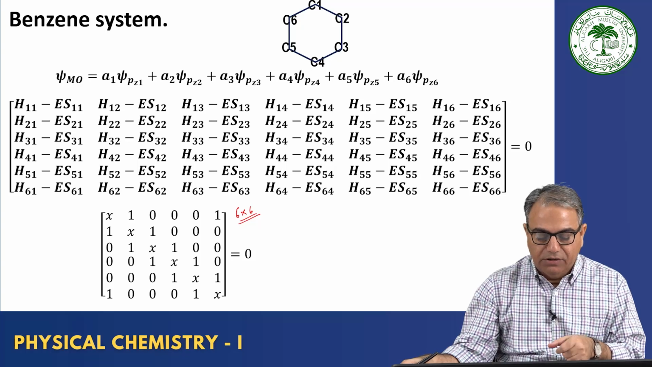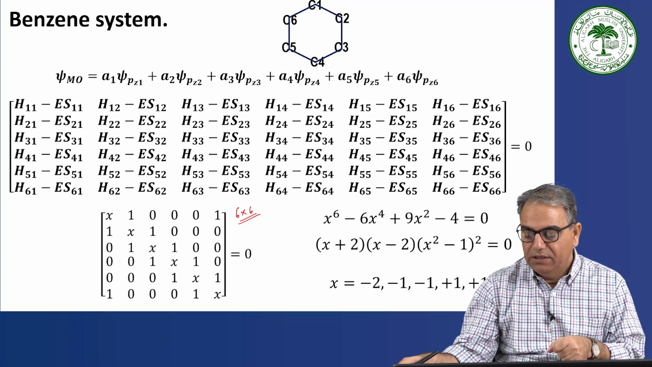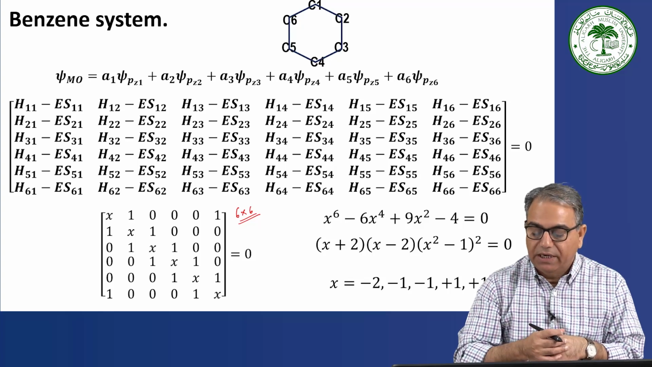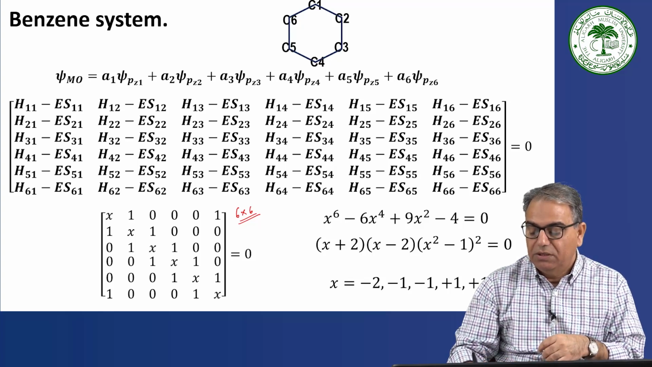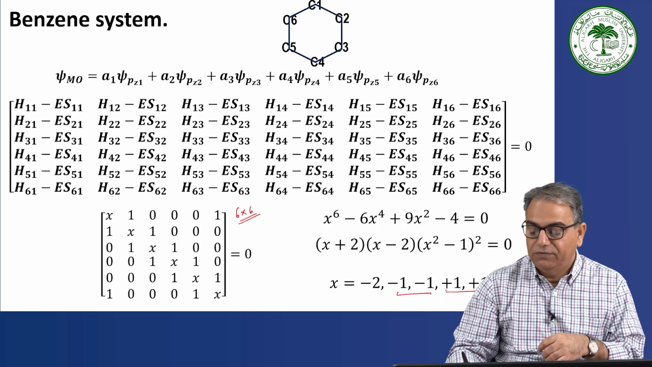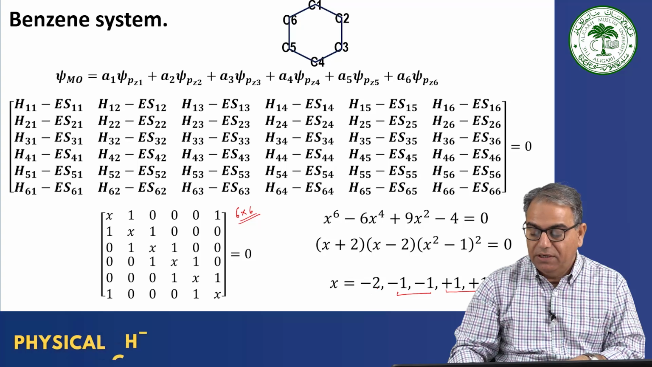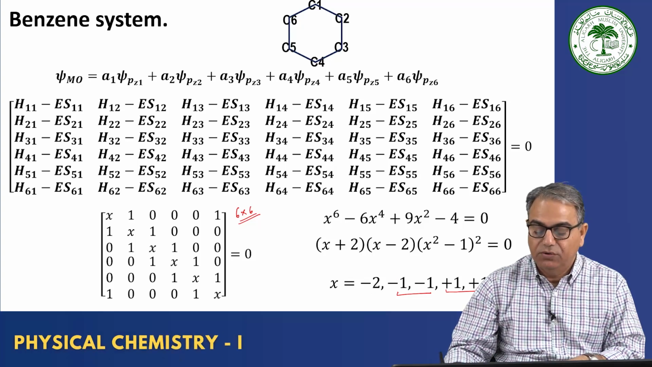So if you do the factorization of this equation, you get different values of x: -2, -1, -1, +1, +1 and +2. Look at this: -1, -1 and +1, +1. So you have two sets of degenerate orbitals, one for -1, another for +1. And you have a bonding molecular orbital for -2, and an anti-bonding molecular orbital for +2.